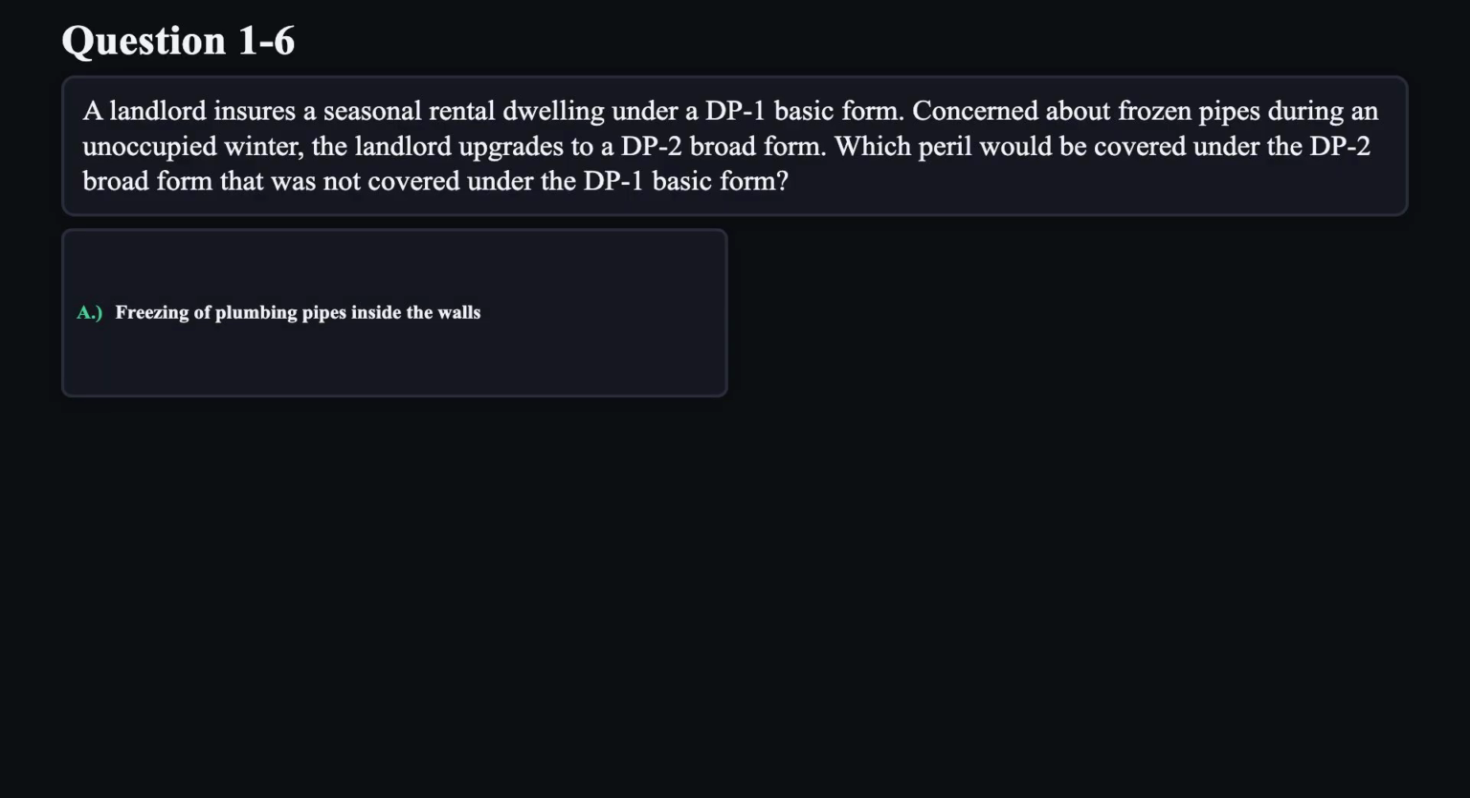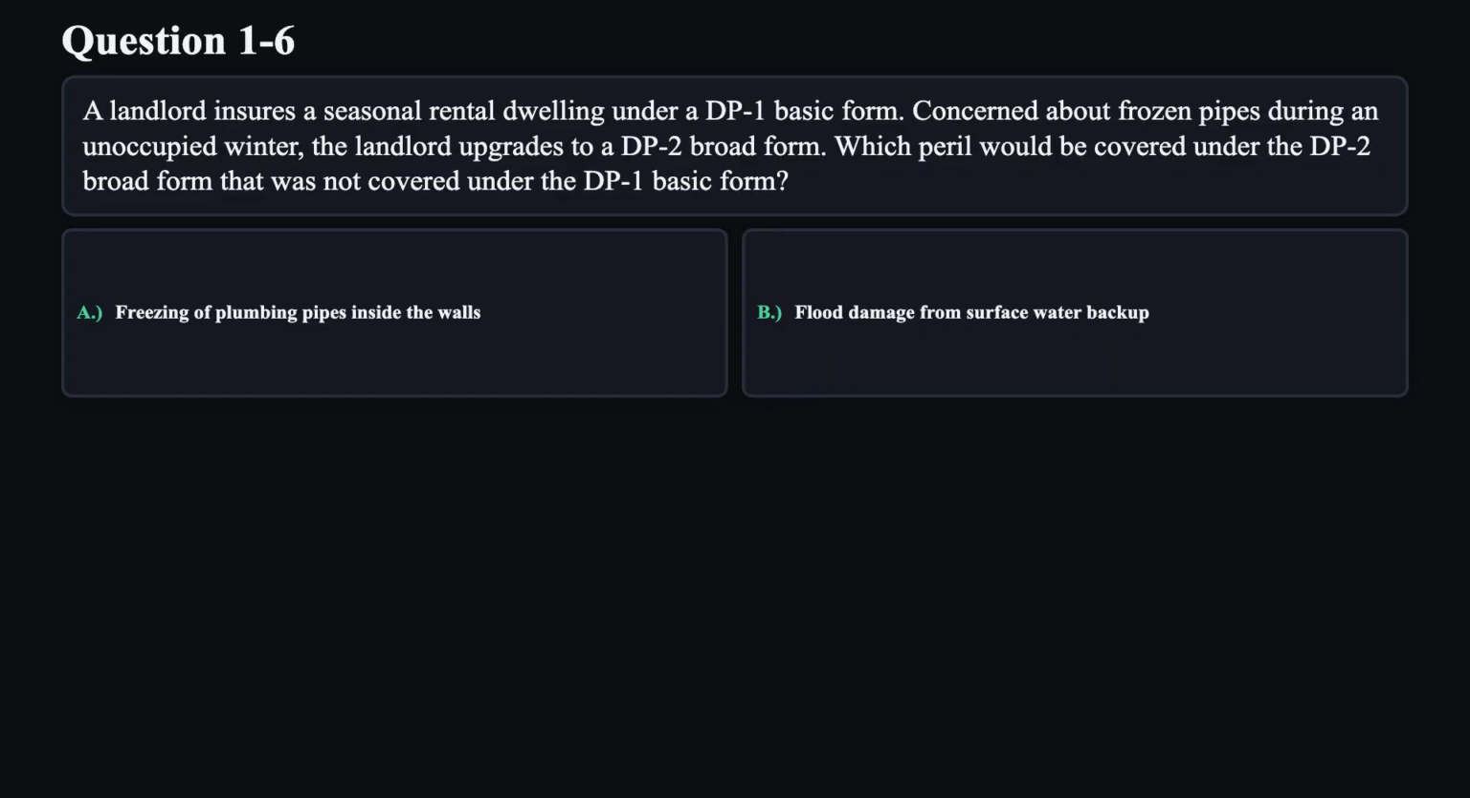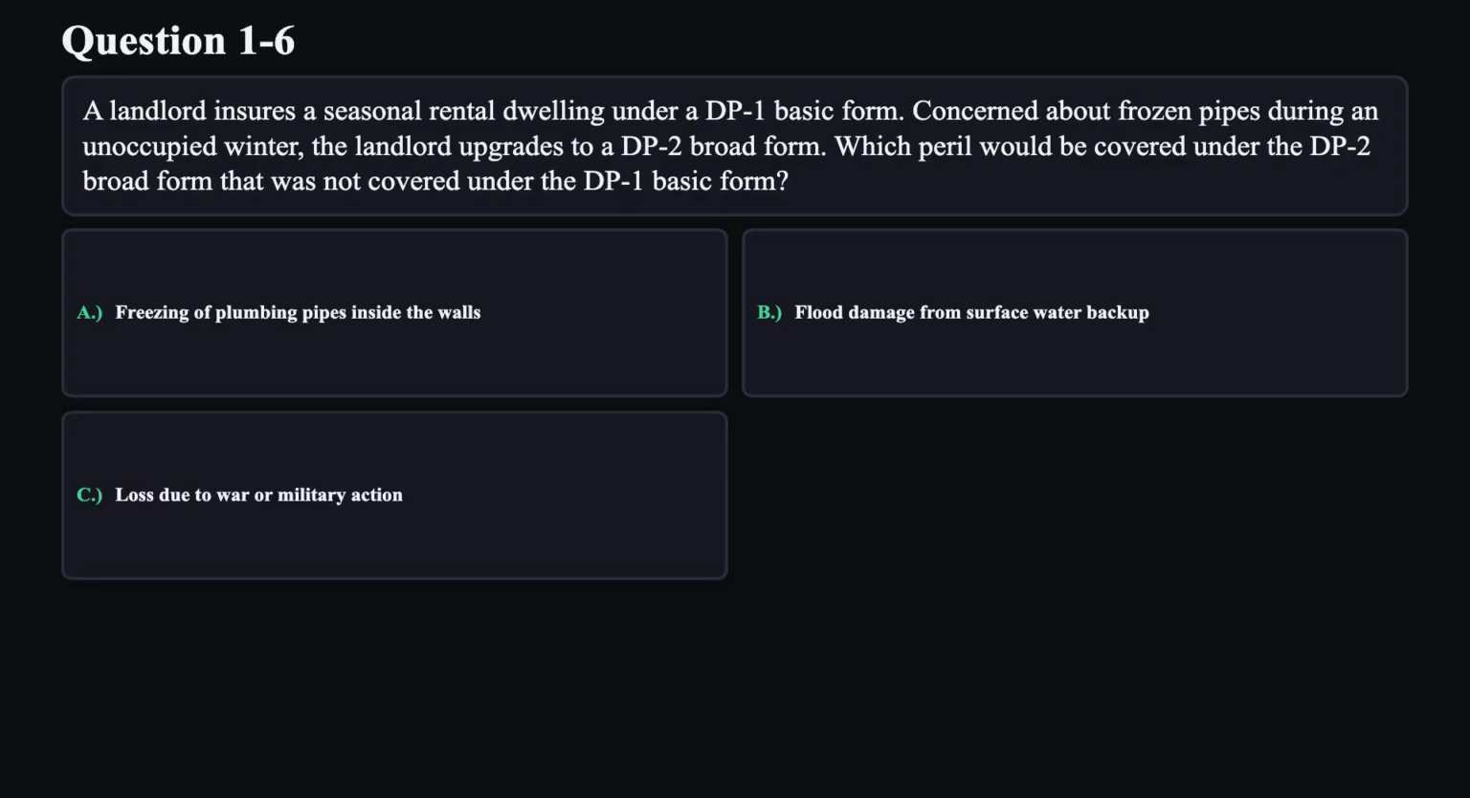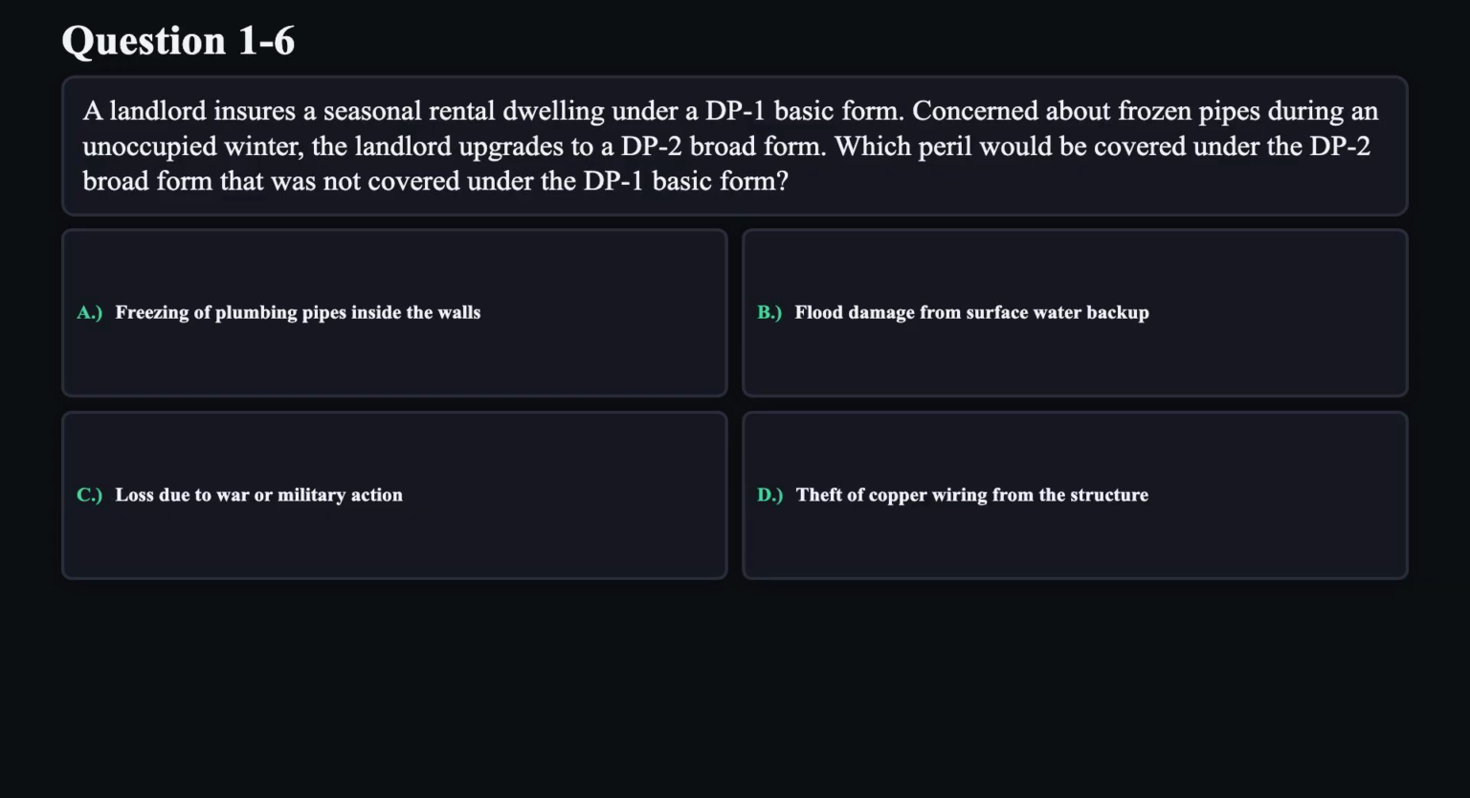A. Freezing of plumbing pipes inside the walls. B. Flood damage from surface water backup. C. Loss due to war or military action. D. Theft of copper wiring from the structure.